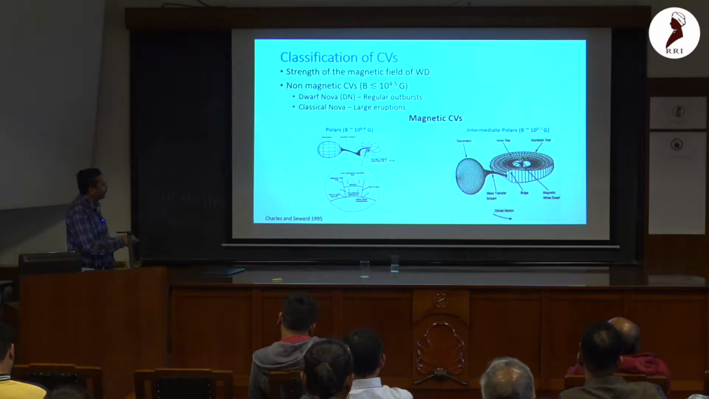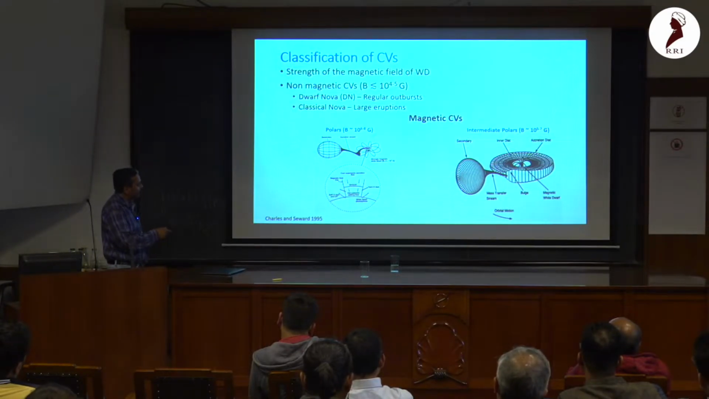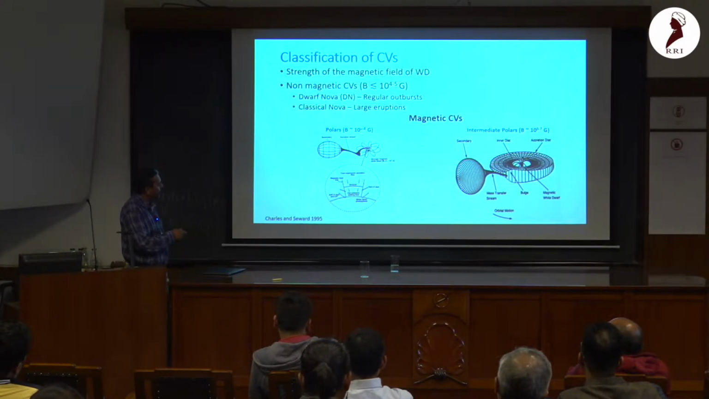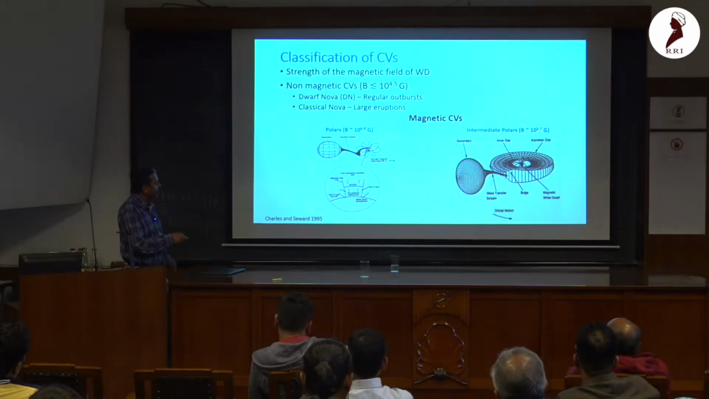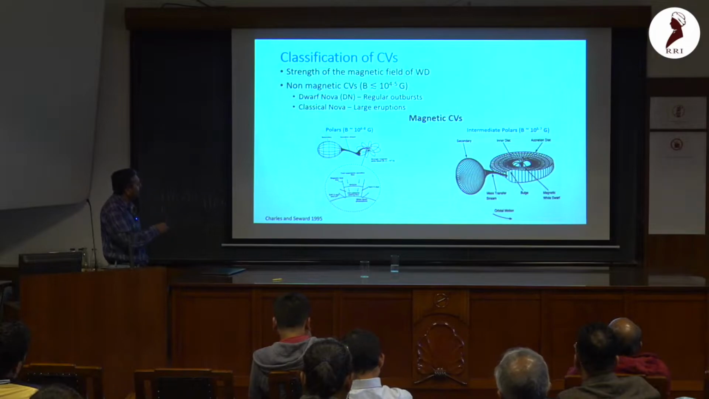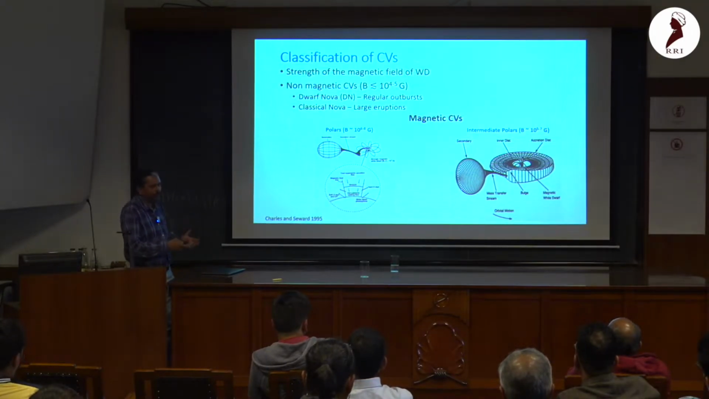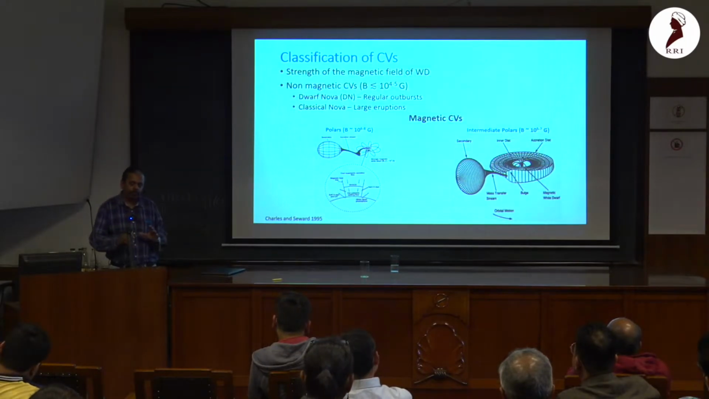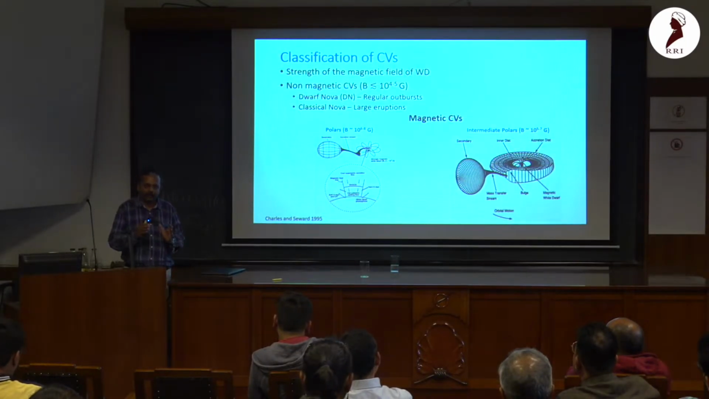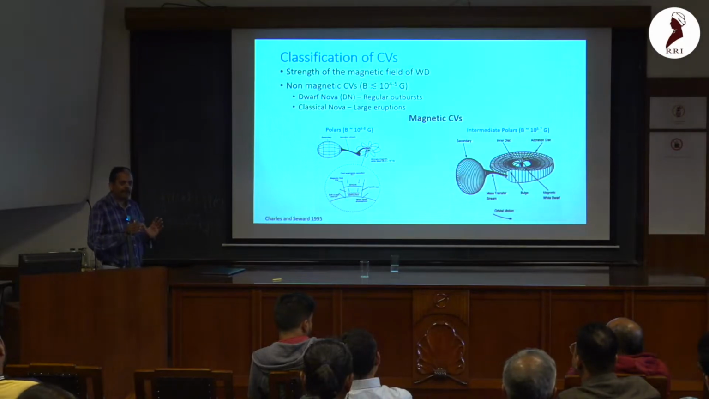which are called polars or intermediate polars, basically the magnetic CVs, where the magnetic field is of the order of million Gauss or tens of million Gauss. It's called polar, and intermediate polars are basically between these two systems, where the magnetic field is of the order of 10 to the power 5 or 10 to the power 6 Gauss. Now this actually is a very important parameter, because this is what defines the geometry of the system.